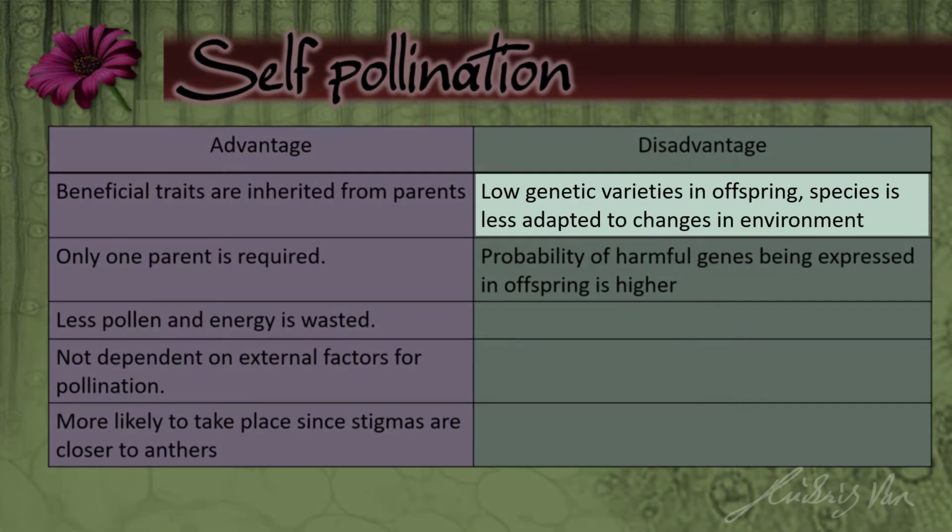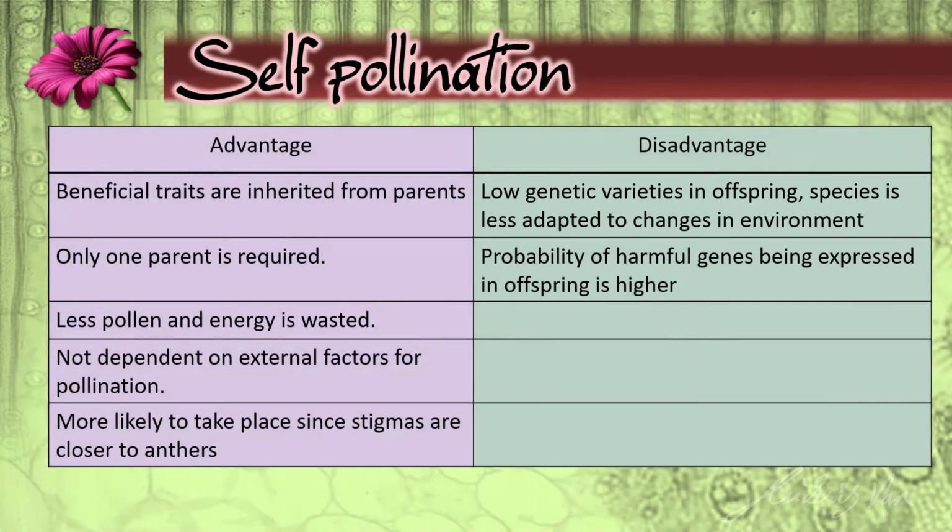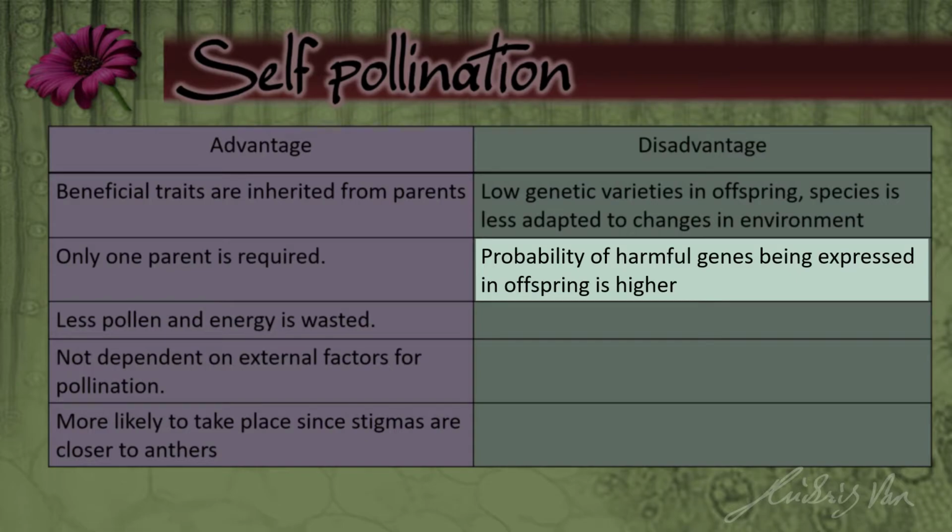The disadvantage is that the genetic variation of the offspring of the species is low. So if there's a change of environment to something that's hostile to the current batch of plants, most likely they will not survive because they are too similar. And of course, if there are harmful genes, they can be passed on to their offspring.